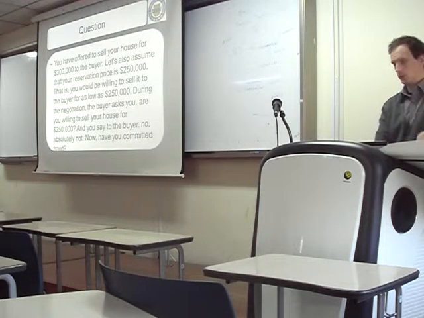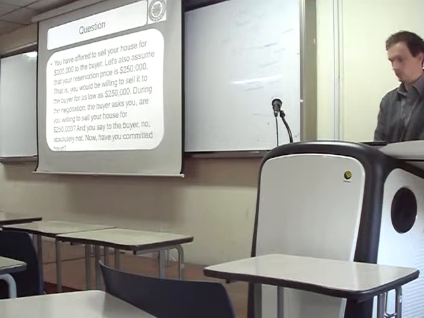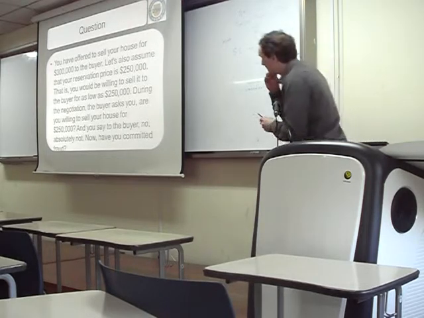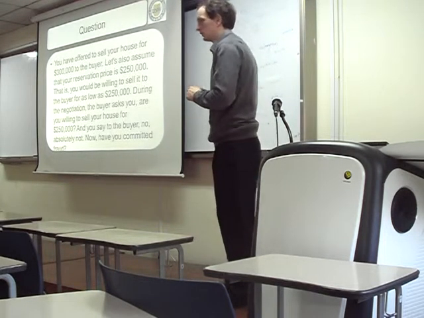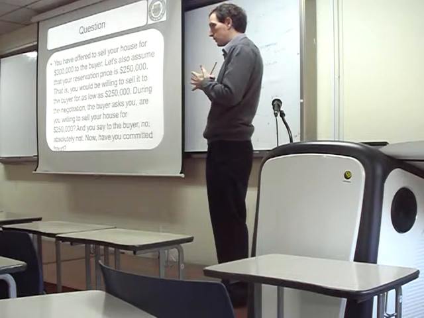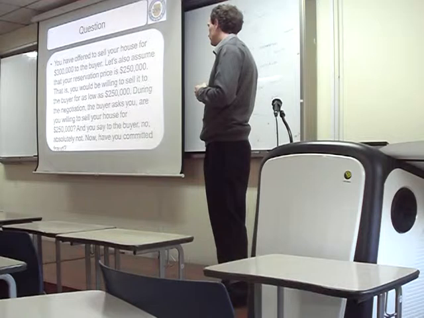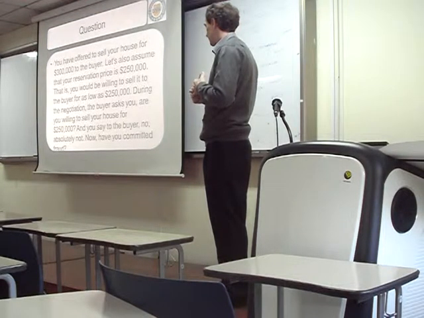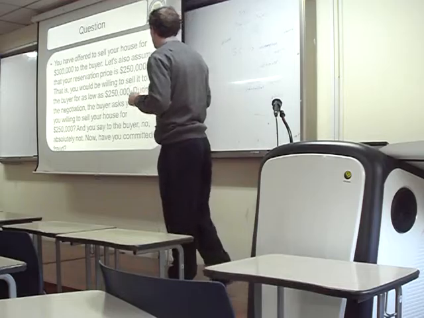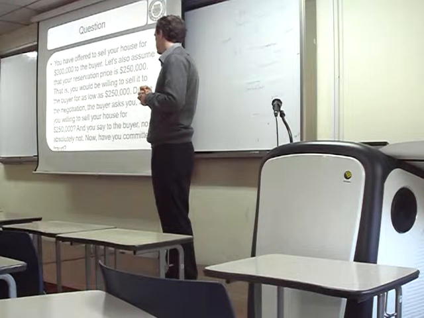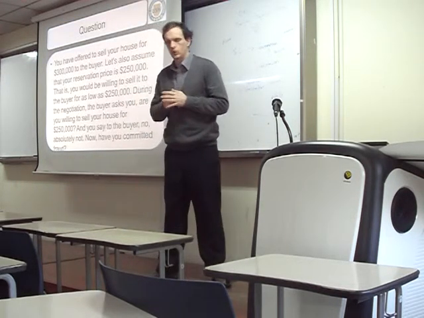You have offered to sell your house for $300,000 to the buyer. Your reservation price is $250,000. That is, you will be willing to sell it to the buyer for as low as $250,000. Do you remember reservation price? It's the last price you'll sell for, probably a little bit higher than your button. During the negotiation, the buyer asks you directly, are you willing to sell your house for $250,000? And you say to the buyer, no, absolutely not. Have you committed fraud?